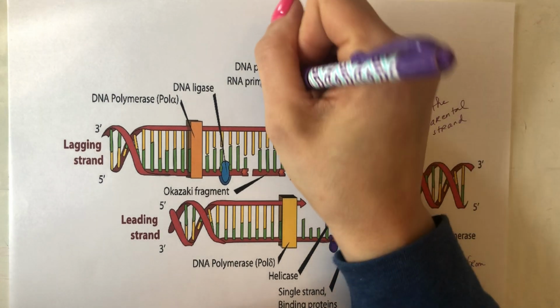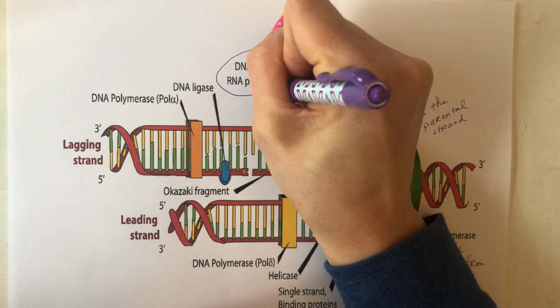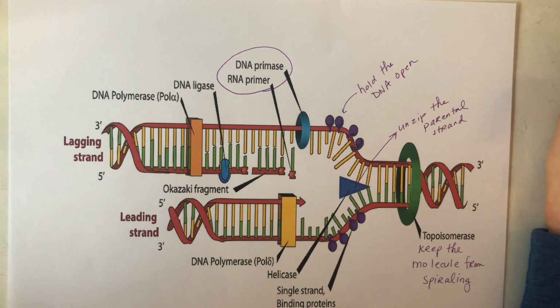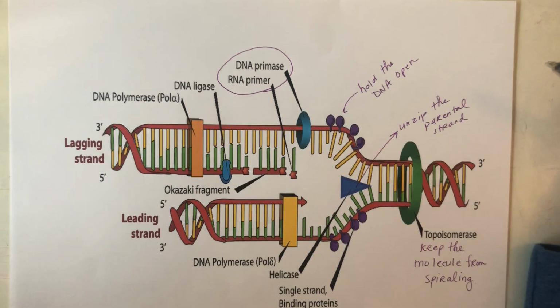Okay, so one that you're not going to have to specifically know a ton about, but you should recognize, are these pieces here, DNA primase and RNA primer. So just as you would prime a wall in your house before you paint it, you know, ensuring that you're going to have a more even, smooth finishing product, DNA primase is going to make the job of DNA polymerase a little bit easier.